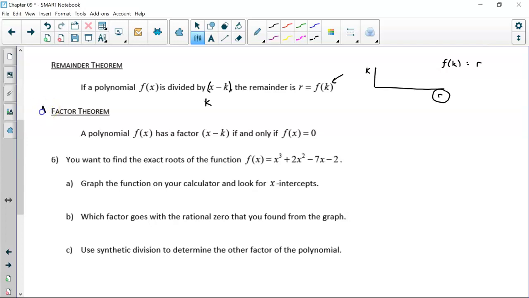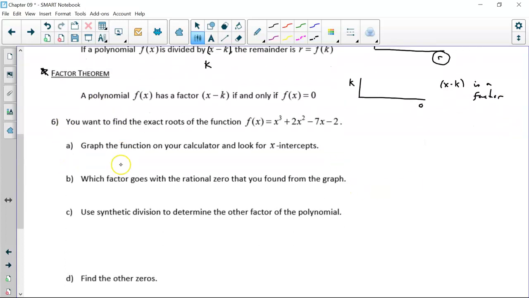Now, the factor theorem, and this is really the important part for today. The factor theorem says if you're dividing by a factor, if it already has a factor of x minus k, that's only going to be the case if f of k equals 0. So when you do your synthetic division, where k is on the outside, if our remainder is 0, that means x minus k is a factor. And we're going to be seeing that a lot. If that doesn't make sense now, it'll make sense later on.